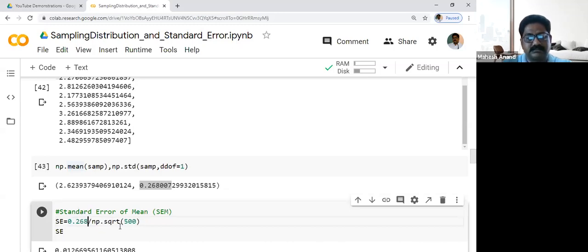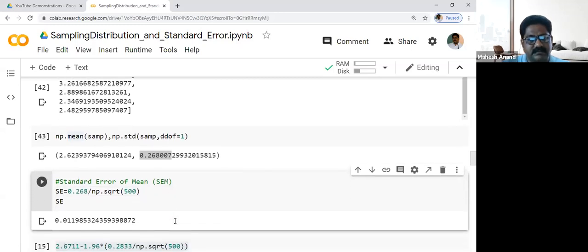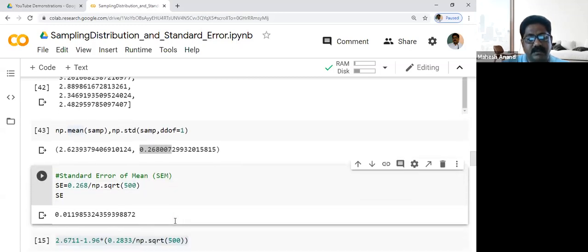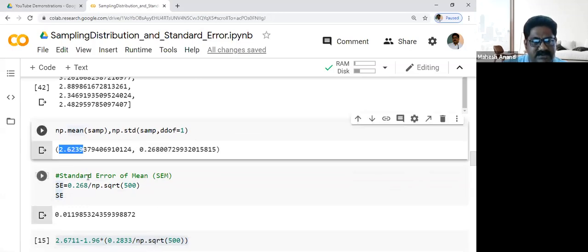So 0.268 divided by root 500 is going to give us the standard error as 0.01198. Okay, this is the standard error. So once we know the standard error, we can give the range estimate of the population parameter. What is the sample mean? 2.6239.